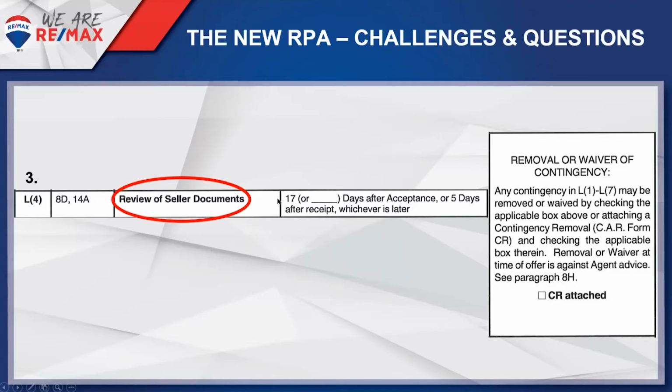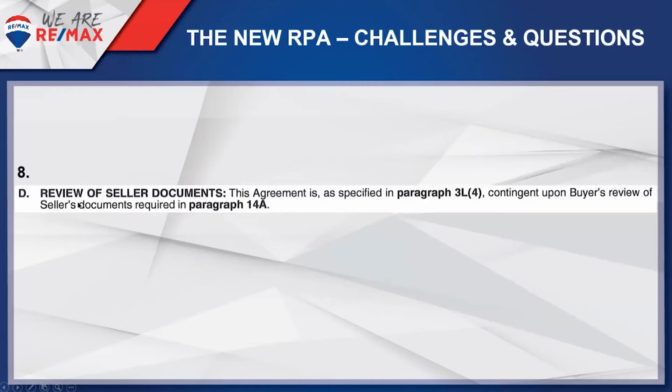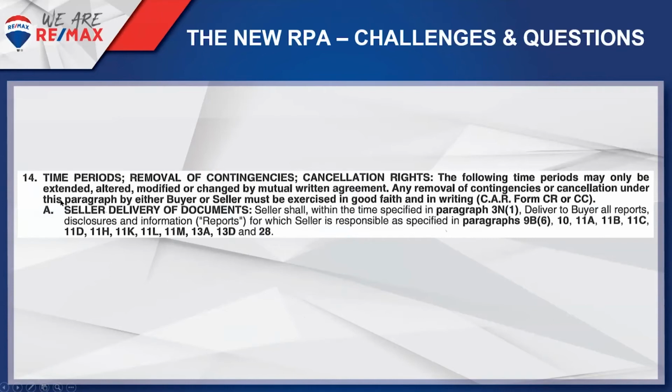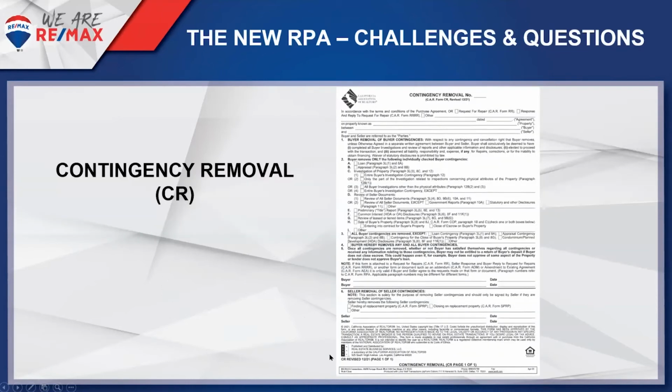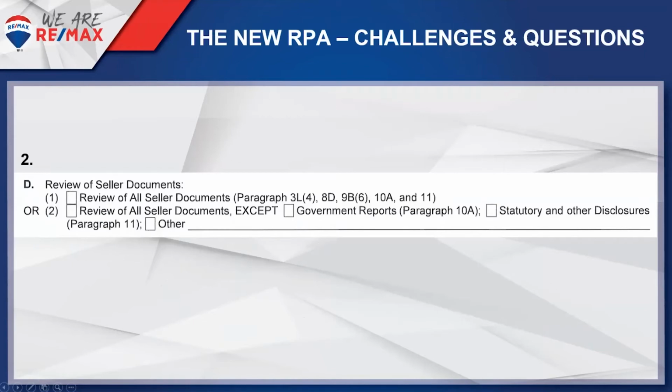Now, you have the same window of time to review those as you do your investigation period, so that should not be a problem. All right, and that's contained in paragraph 8D. And also 14A talks about the time periods. The contingency removal discusses that in paragraph D, review of seller documents. That's a unique contingency. So that's kind of nice.